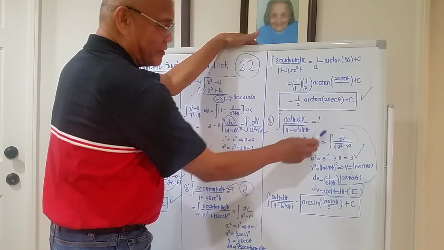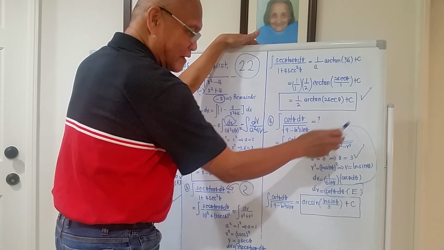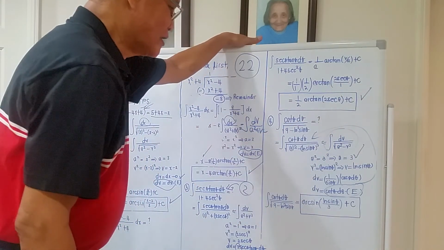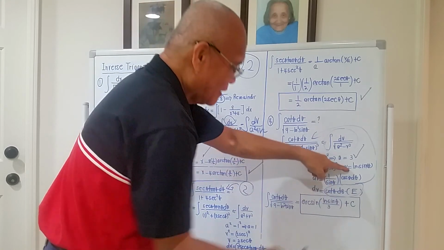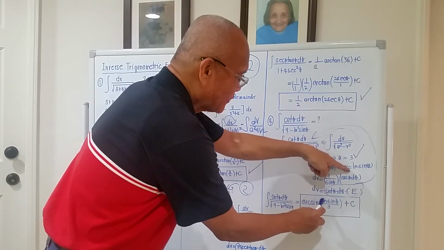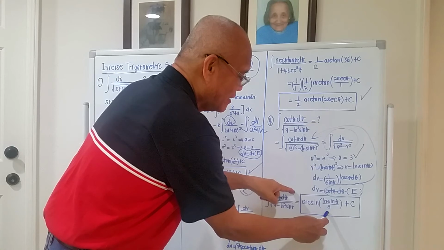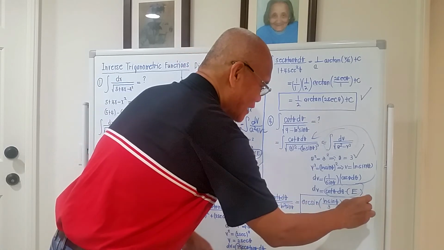We will just take the integral by using this, and this falls under arc sine. So this should be arc sine of b. What is b? Natural logarithm of sine of theta. And what is a? It is 3. This is plus c. That's the final answer.